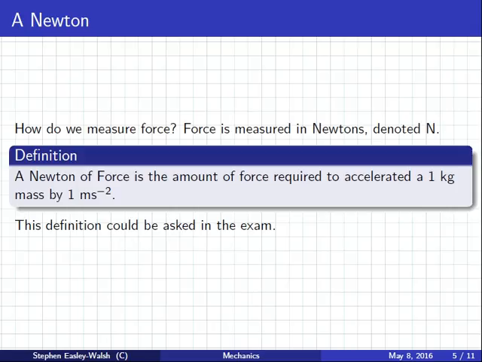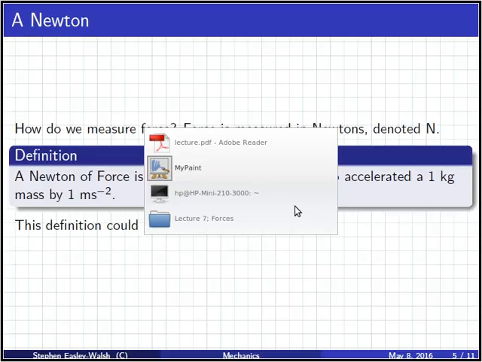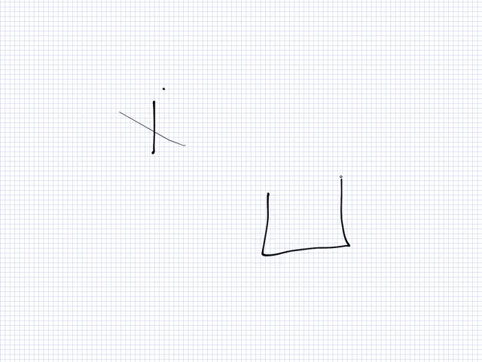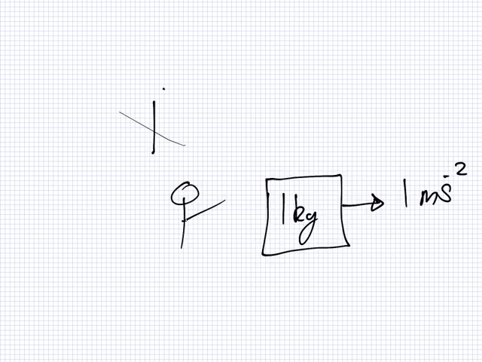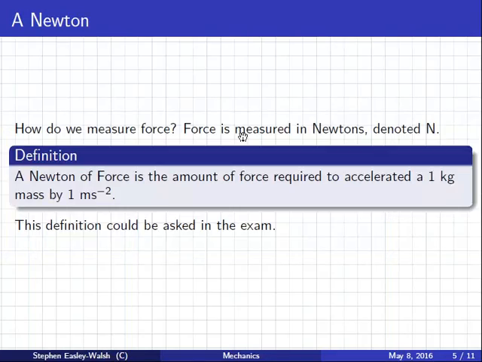So if I just draw this to give you the idea. Where's my pad? There we go. Sorry. Right. If we have 1 kilogram and it's accelerating with 1 meter per second squared, then that means there's a force of 1 Newton being applied. Okay. Common definition question for the exam. Right, next now. So learn it off perfectly.